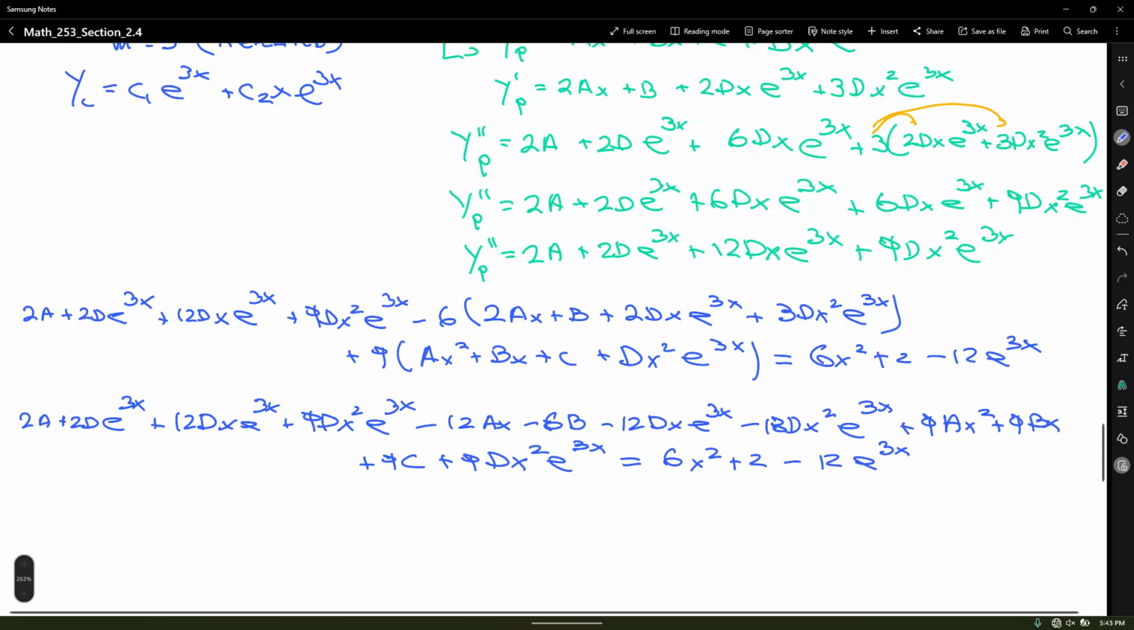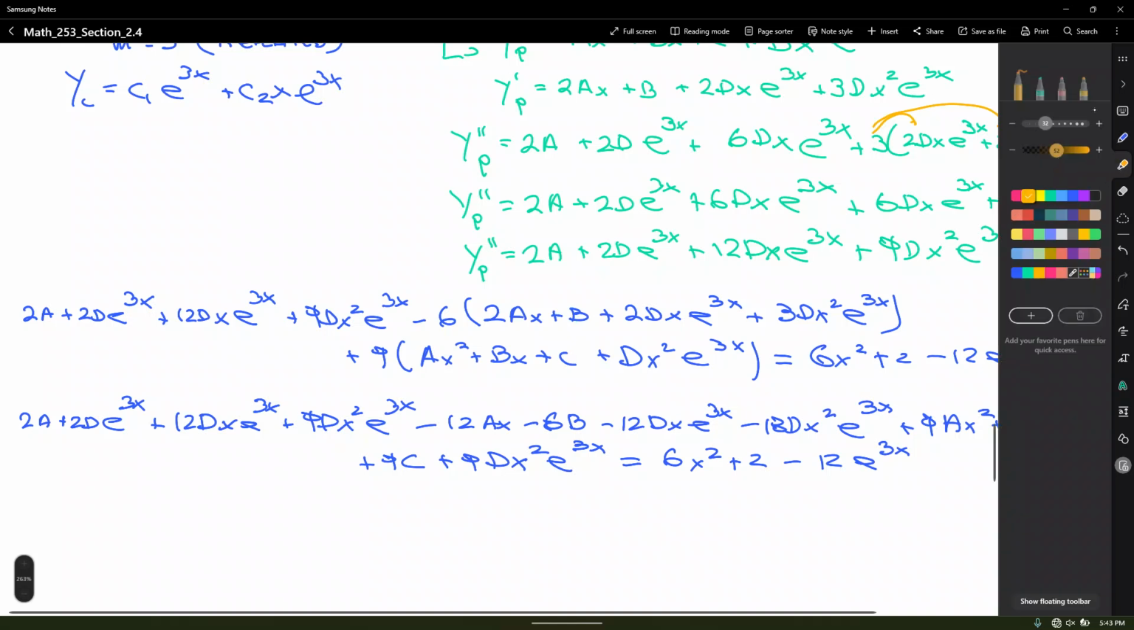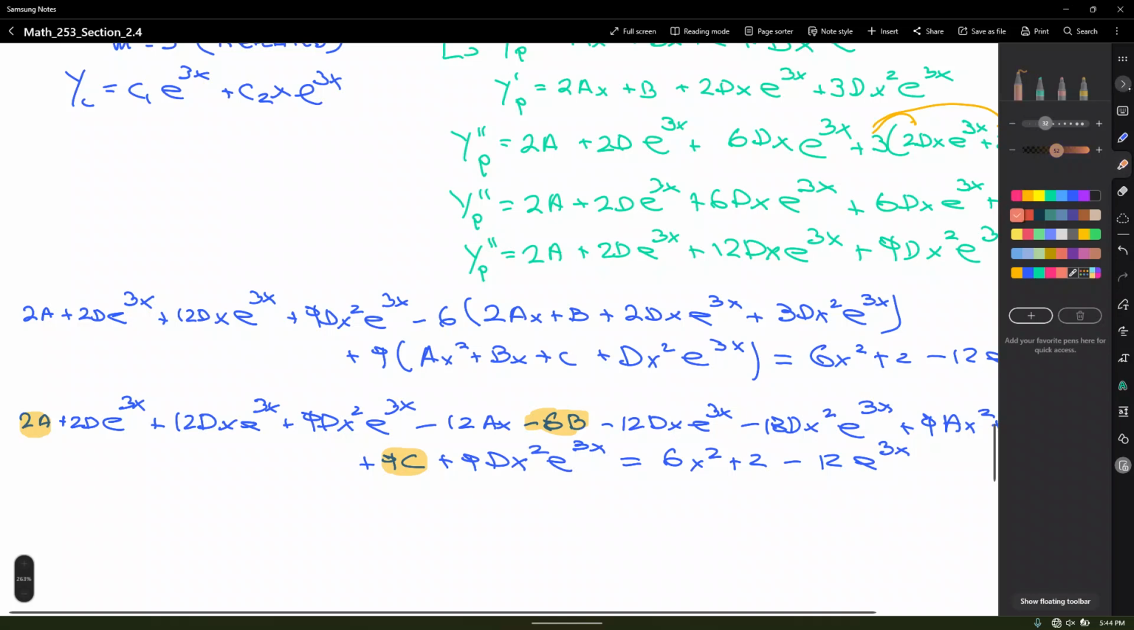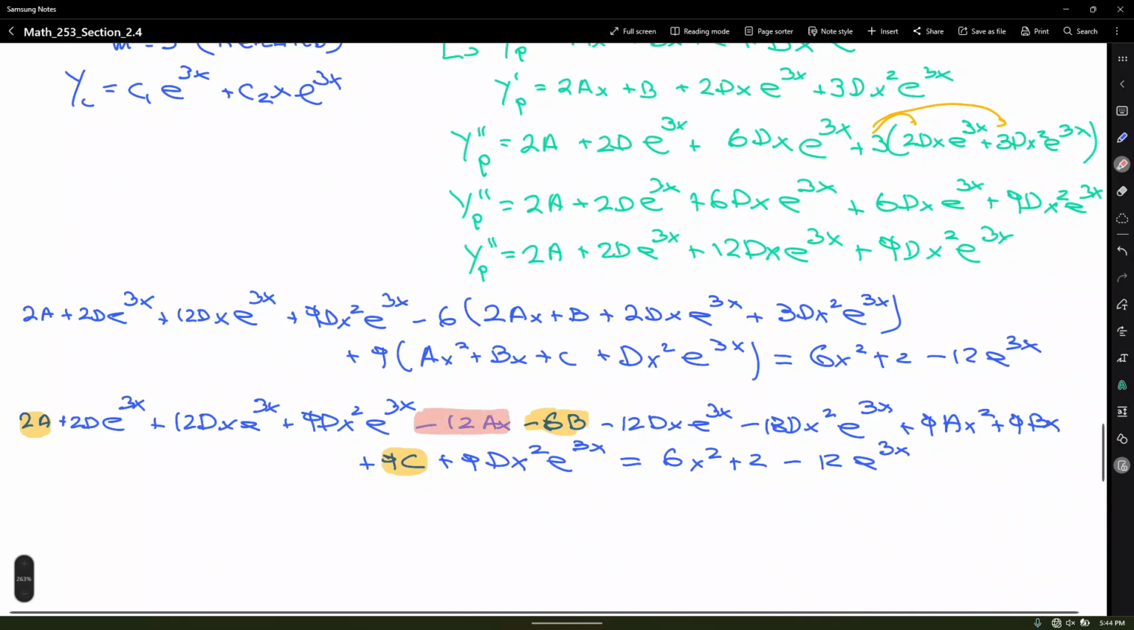For so many kinds of terms, I'm going to use highlighters of different colors to bookkeep all of them. Let's get started with constants. I'm going to use yellow for constants. So 2a, we have another constant term, minus 6b, and the 9c over here. What about constants times x to the first power? I'm going to use pink. So that is negative 12ax, 9bx. Is there another one? I believe that's about it.